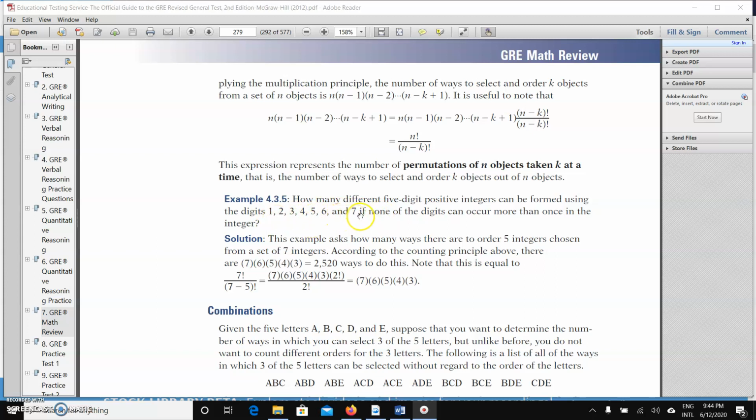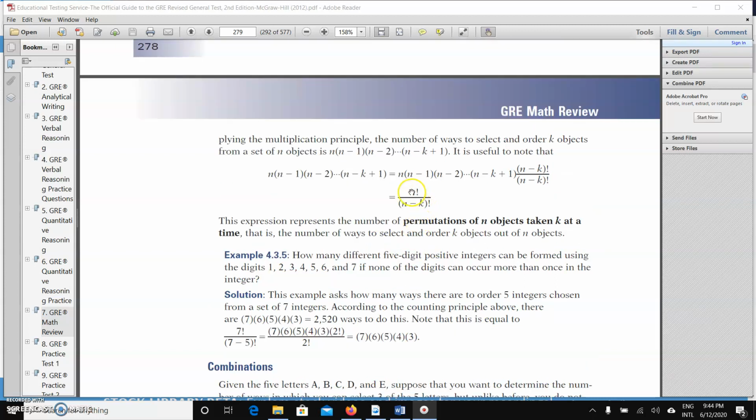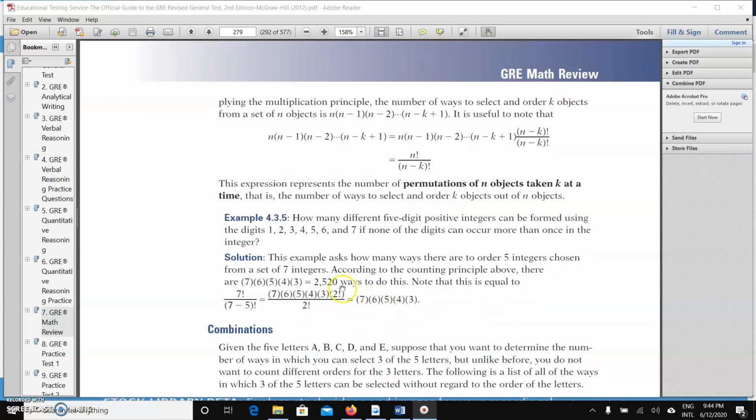Your n will be 7 because you have a 7-digit number that you pick from. Then your k, which is supposed to be smaller than your n, will be 5. So let's use the formula. For example, this n will be 7. So this will be 7 factorial here, over 7 minus 5 factorial. So that's the formula. That's what they did here.